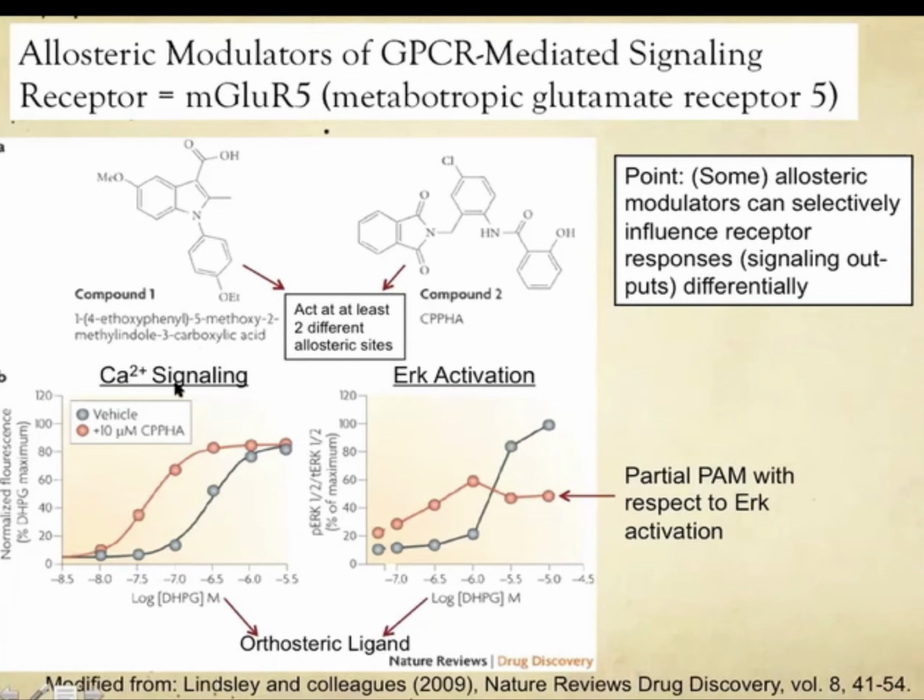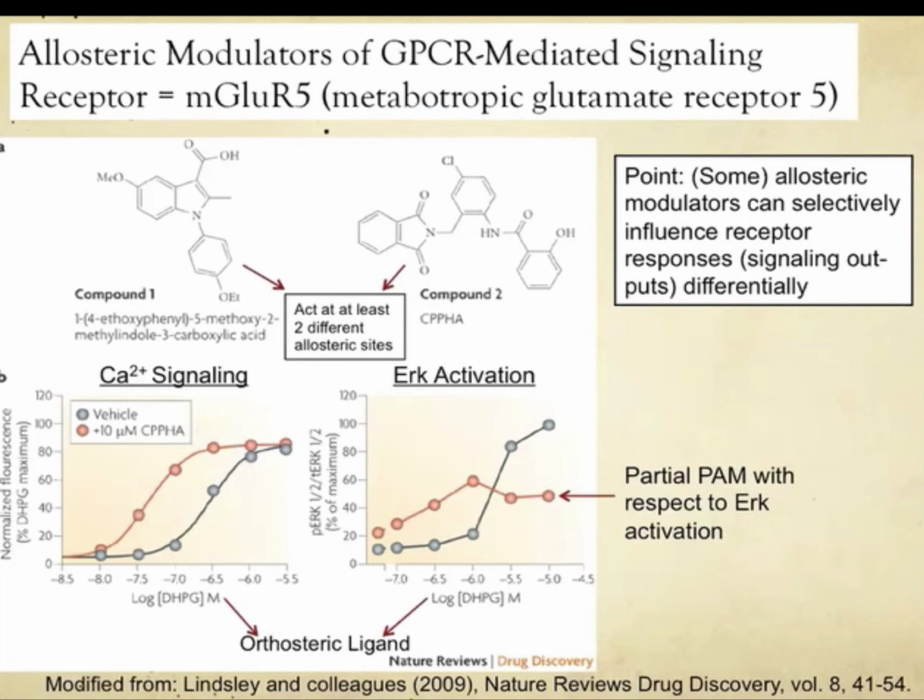With respect to calcium signaling, if you add this compound here, compound 2, it actually shifts the curve to the left. Remember that we talked about the different types of modulation. So this would be affinity modulation. It increases the apparent affinity of the orthosteric ligand, the DHPG, shifting the curve to the left, but it doesn't change the efficacy, right? If you have a saturating concentration of DHPG and you add a saturating concentration of this allosteric modulator, they end up at the same place. So it doesn't affect the efficacy, it only affects the potency of the orthosteric ligand.